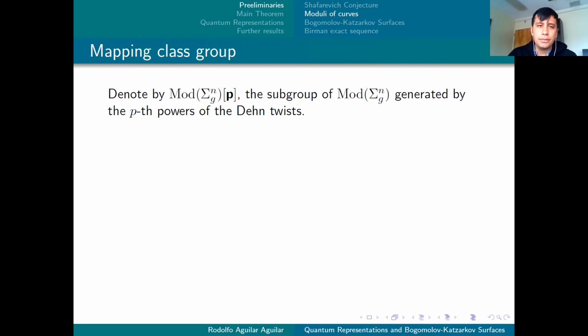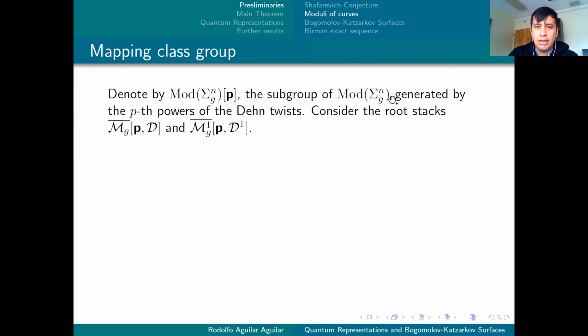So now I will introduce a subgroup of this that is going to be quite important for us. I will denote by Mod Sigma_{g,n}^p the subgroup of the mapping class group generated by the p-th powers of the Dehn twists. So I will take every Dehn twist and raise it to the p-th power, and then I will take the group generated by these.